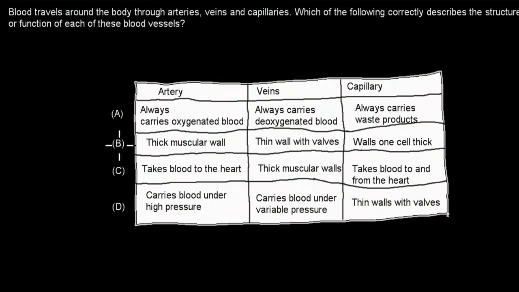Welcome back. The correct one is B, because arteries have thick muscular walls, veins have thin walls with valves, and capillaries have walls which are one cell thick. Arteries do not always carry oxygenated blood; from the heart to the lung they carry deoxygenated blood. Same with veins, which can also carry oxygenated blood. Arteries take blood away from the heart, so that's not true. Veins have thin walls, not thick walls.